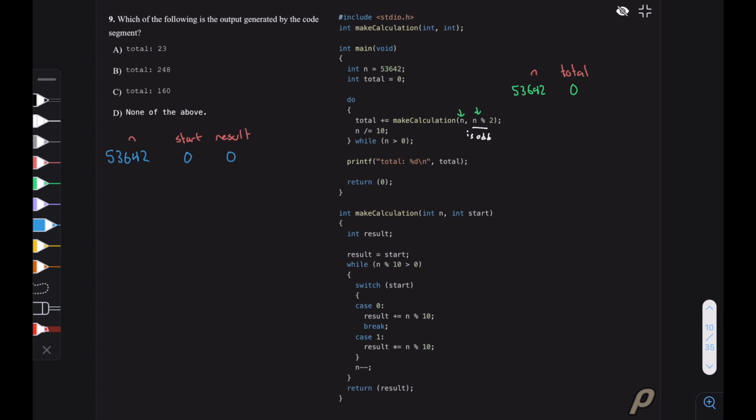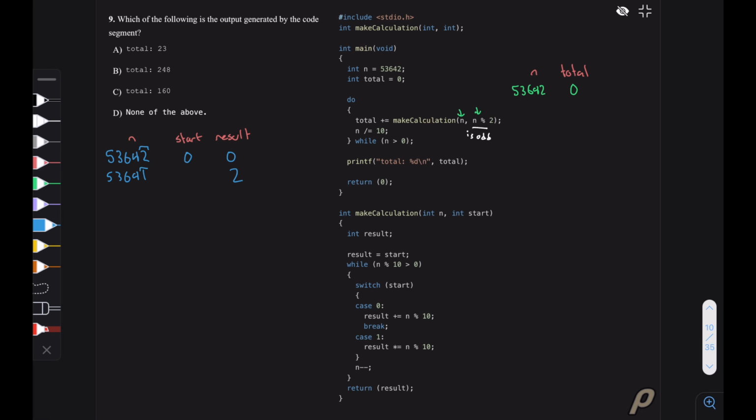The first check we have here is, while 2 is greater than 0, it is greater than 0. So then we do a switch on start, and the value of start is 0. So we go to this case 0 here. We do result plus equals n mod 10. So our result, we just add to it the value 2. And then we break out of the switch. Make sure you check for breaks, otherwise it'll flow through. We break out, and then we subtract 1 from n. So then we get 5, 3, 6, 4, 1. Then we go back up to the top of our loop.